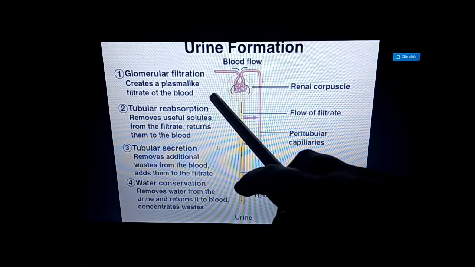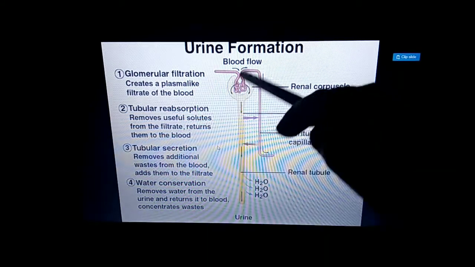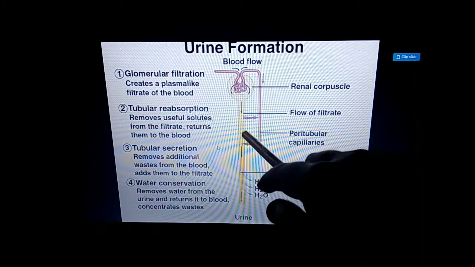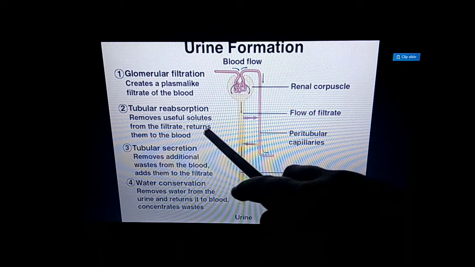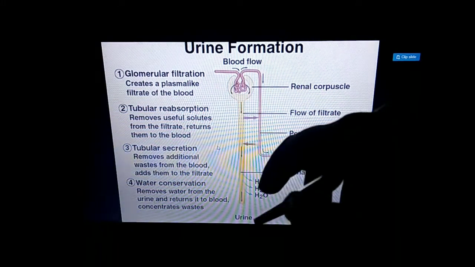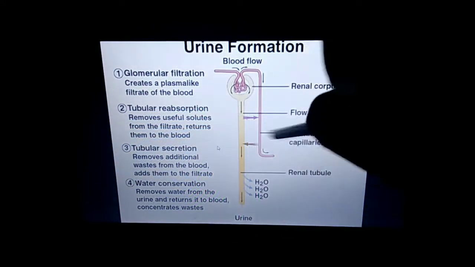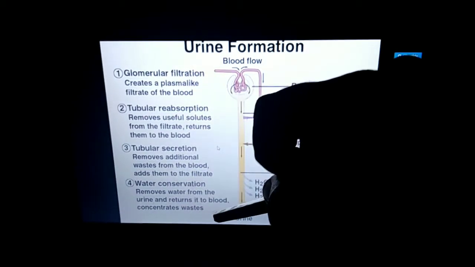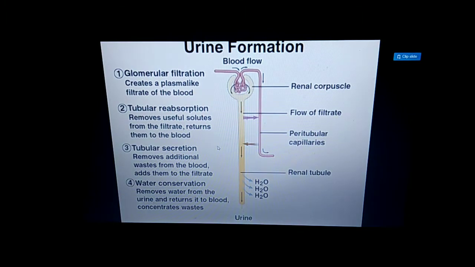This is the whole process. In the first step, glomerular filtration creates a plasma-like filtrate of the blood at this point. Then tubular reabsorption removes useful solutes from the filtrate and returns them to the blood flow. After that, tubular secretion. In tubular secretion, water is secreted. Water conservation removes water from the urine and returns it to the blood, leaving concentrated waste.